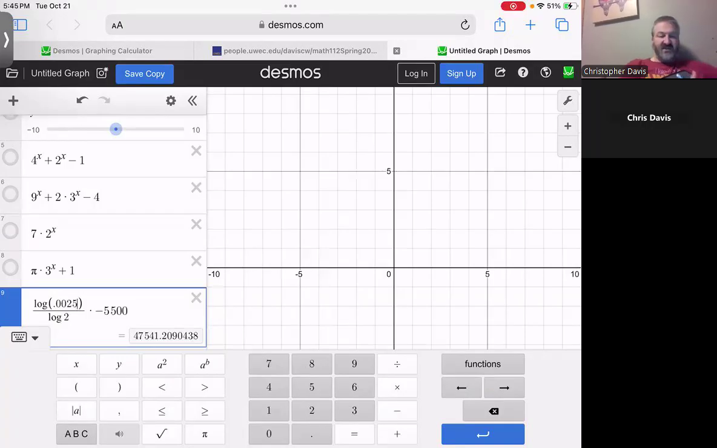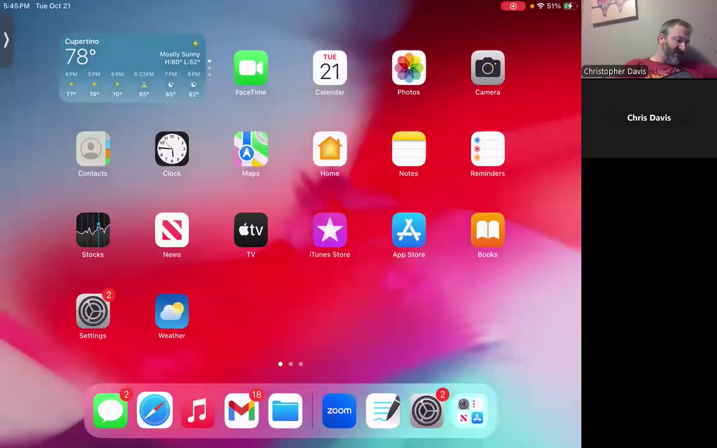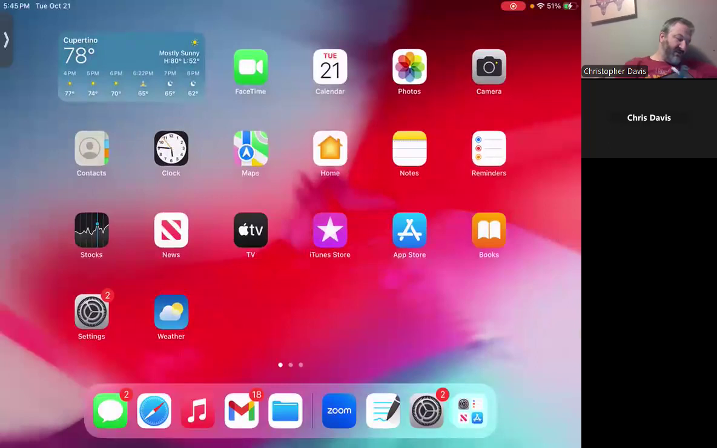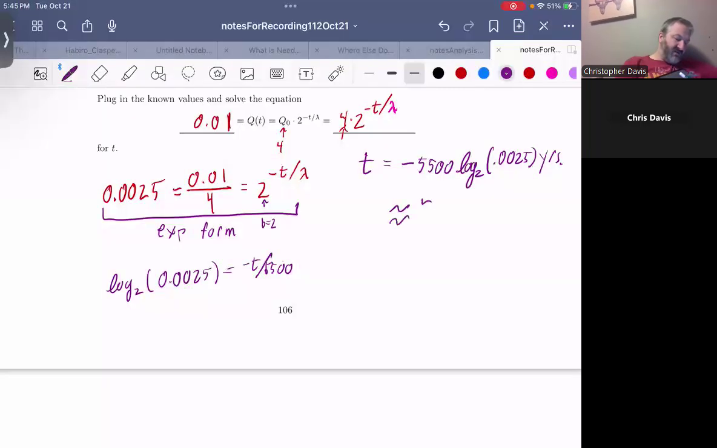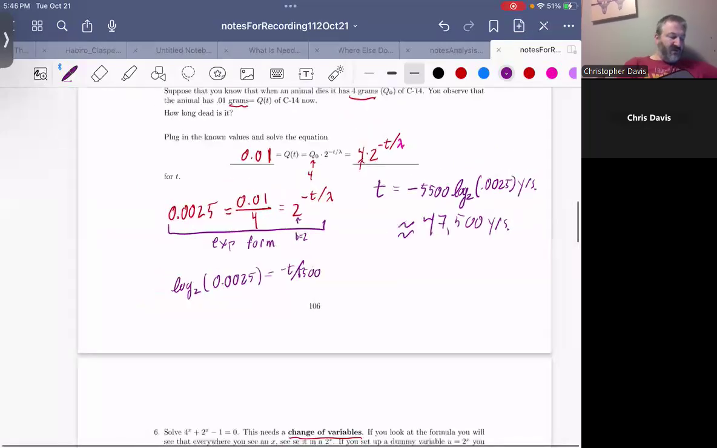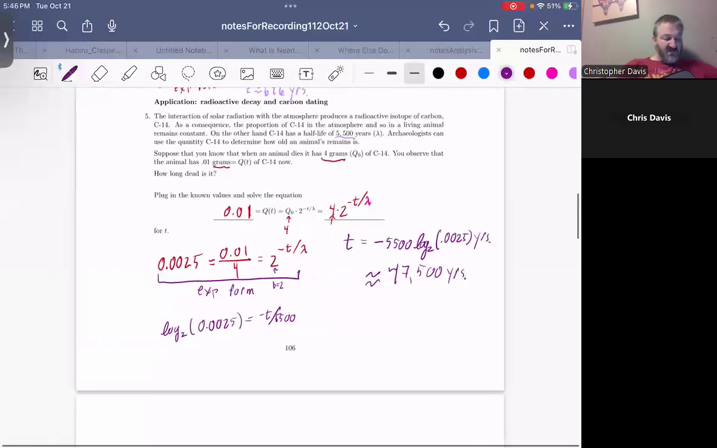Because that 5,500 year statement of the half-life wasn't that precise anyway. About 47,500 years. Cool. So, how long has this animal been dead? 47,500 years. So, I guess that tells you a lot of things. Like, was this animal coincidental with the dinosaurs? No.